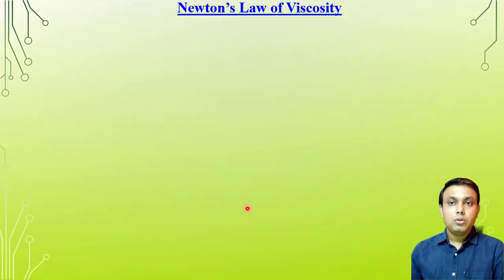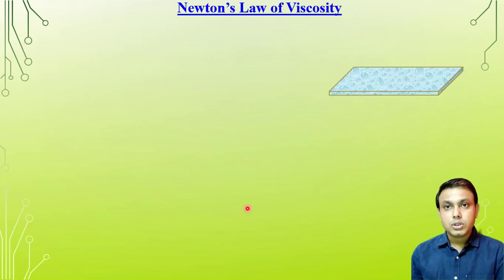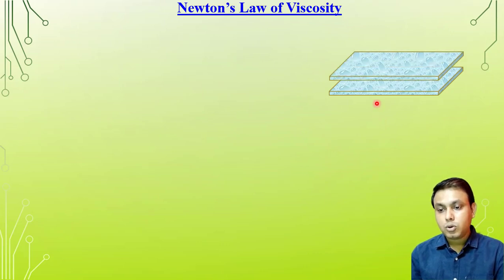Next, Newton's law of viscosity. If we consider different liquid layers, suppose there are two liquid layers, the area of contact between them is A, the distance between them is delta x, and their velocities are v and v plus delta v. So their velocity gradient will be delta v by delta x.